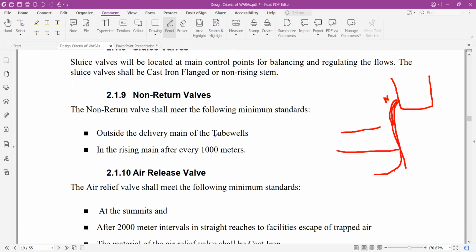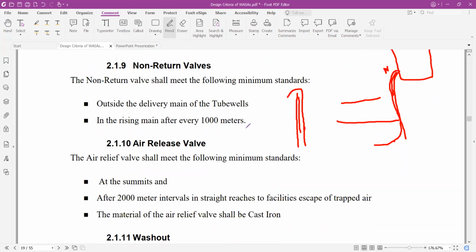tank. And similarly, in the case of tube wells where we suck the water, we don't want the water to go in the back direction. Therefore, we provide a check valve in order to prevent the backflow of water.